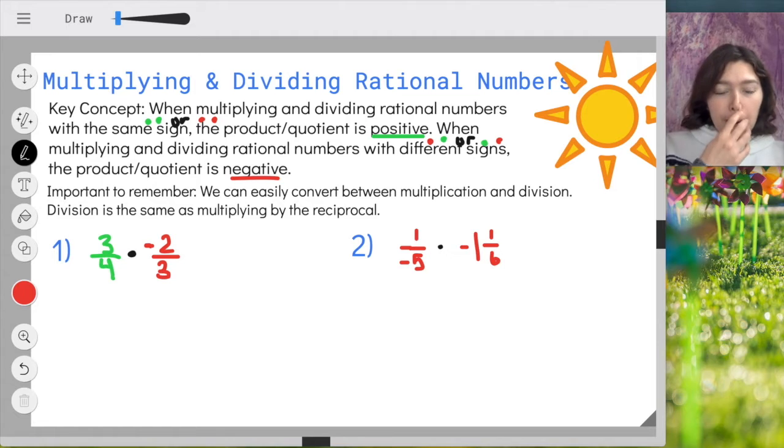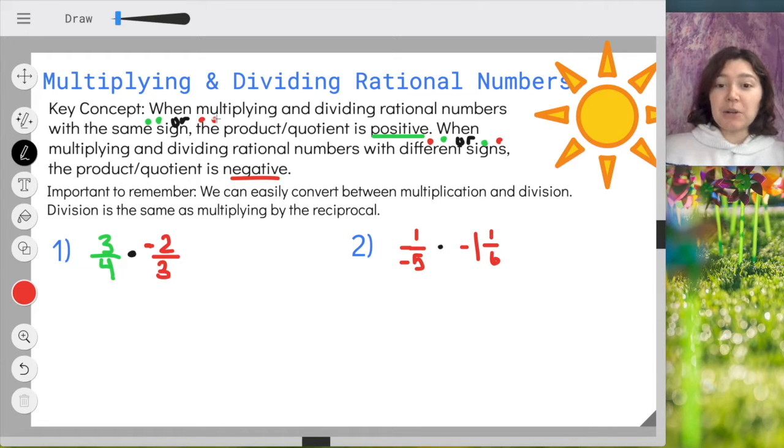So as a reminder, our key concept that we did with integers as well is that when we're multiplying and dividing rational numbers with the same sign, meaning they're both positive or they're both negative, then the product or the quotient is positive. And when we're multiplying and dividing rational numbers with different signs, then the product or quotient is going to be negative.